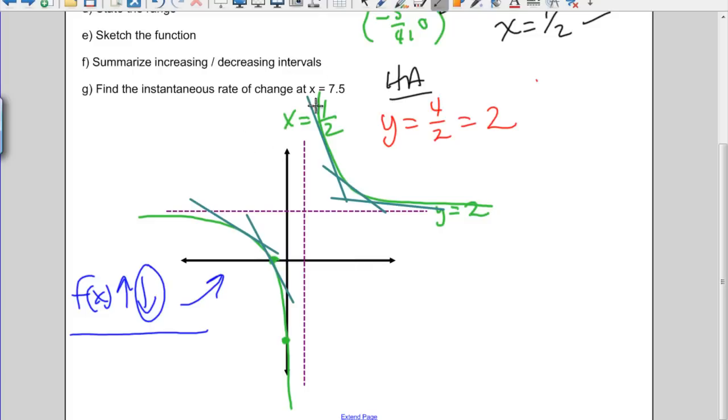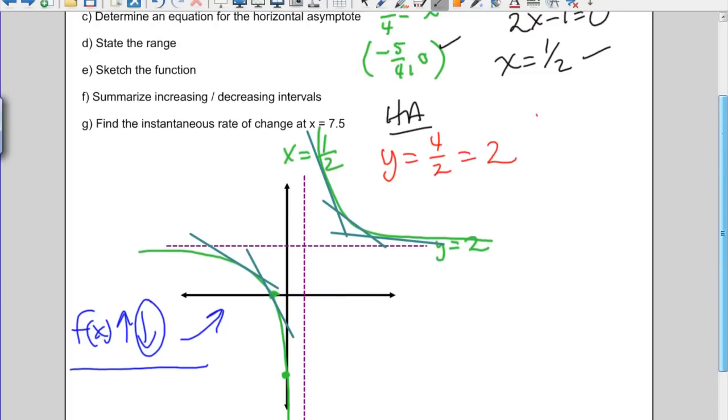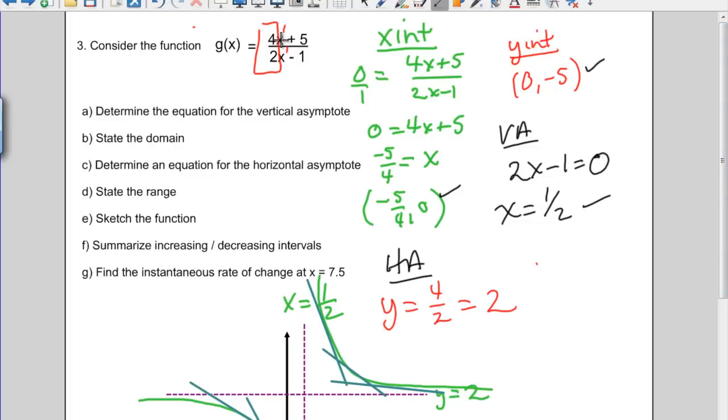I'm not going to look at instantaneous rate of change, but we know from the previous unit we could plug 7.5 into the x values and find out what the y value is, and then because it's instantaneous, we may choose a value of 7.501 and substitute it in and use the slope formula to help us find the instantaneous rate of change.